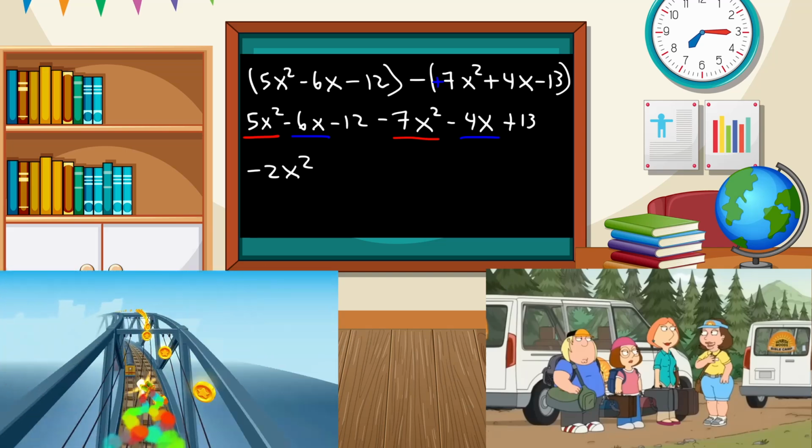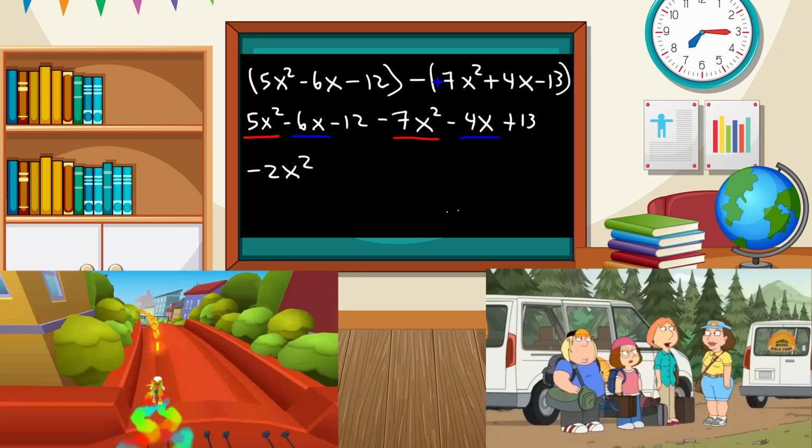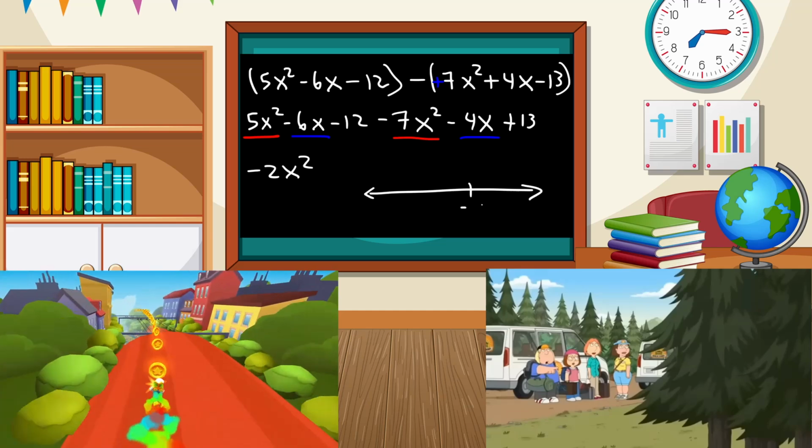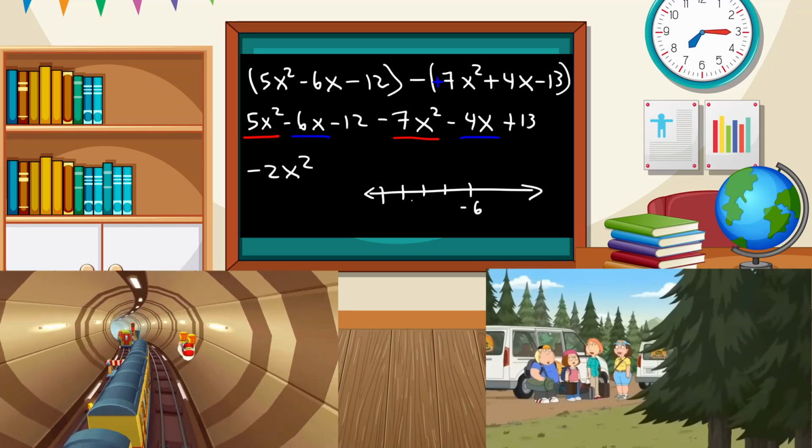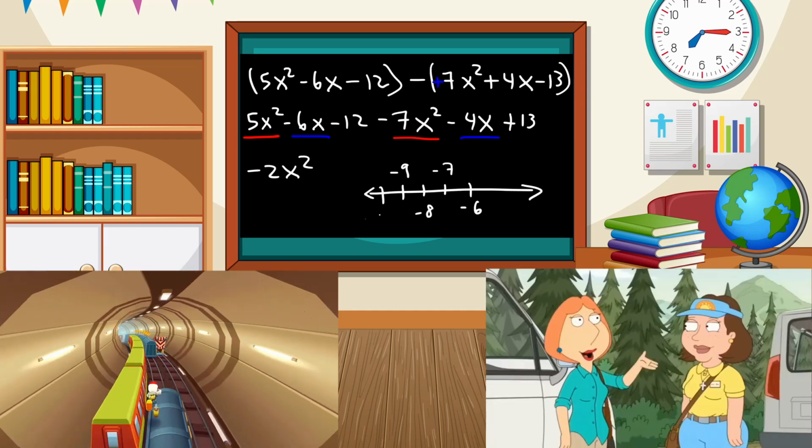Negative 6x plus negative 4x, what is the answer? What is negative 6 minus 4? So if we were to start with negative 6 and then subtract it by 4, we would have to travel 4 units to the left. And so this would be negative 7, negative 8, negative 9, negative 10.